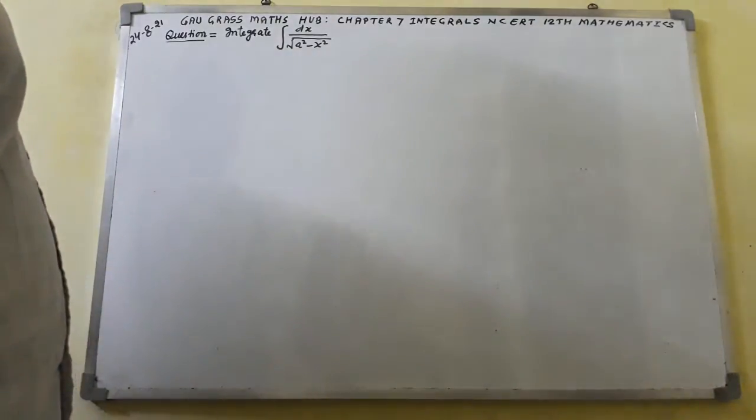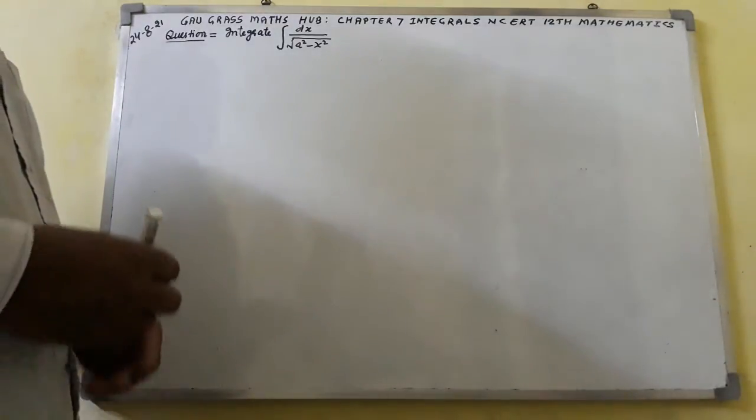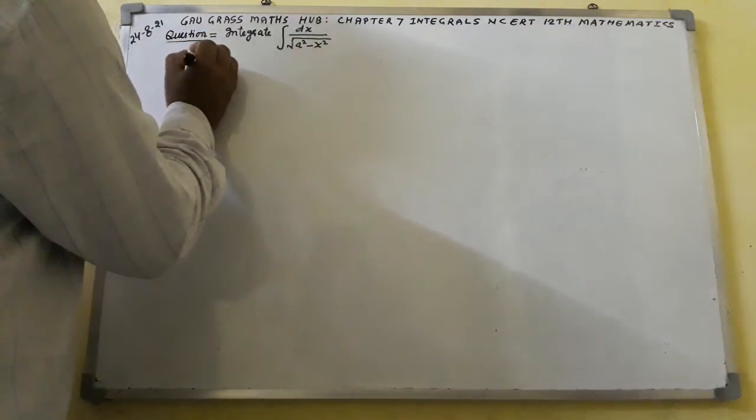Today I shall explain one concept related to chapter 7 Integrals in CBSE Class 12 mathematics. The concept is in the form of a question itself. The question is: integrate integral dx over under root a square minus x square. Now come to the solution. Here I shall write the solution.